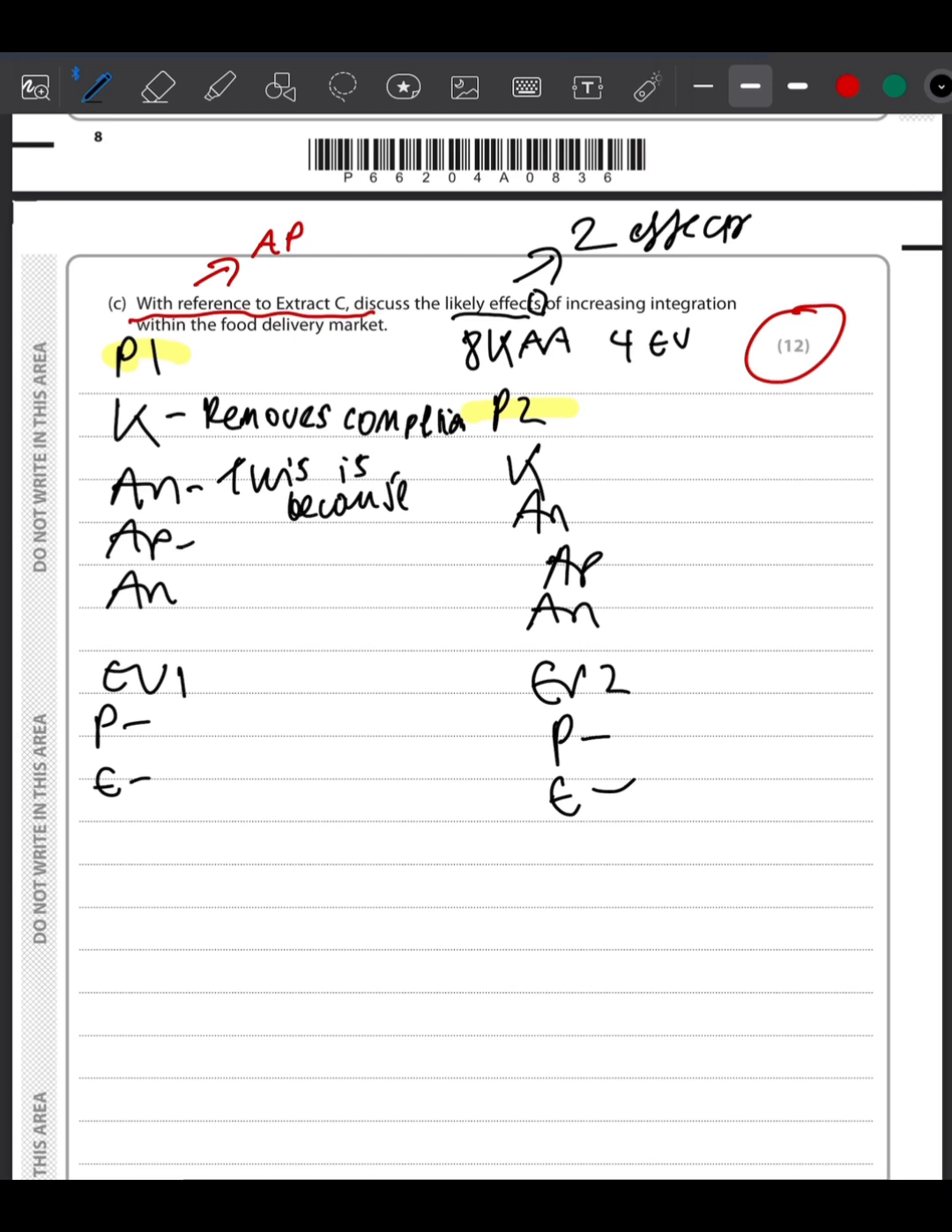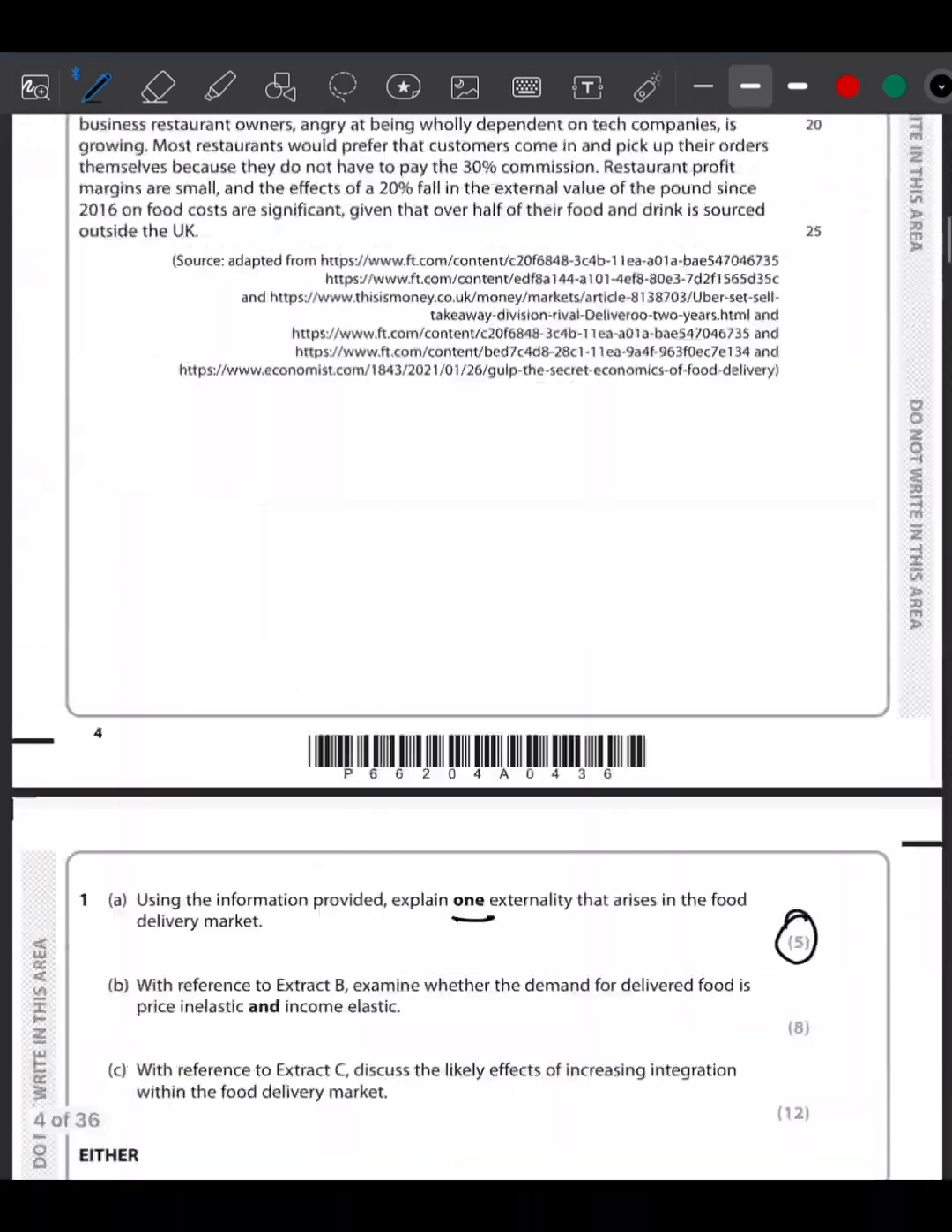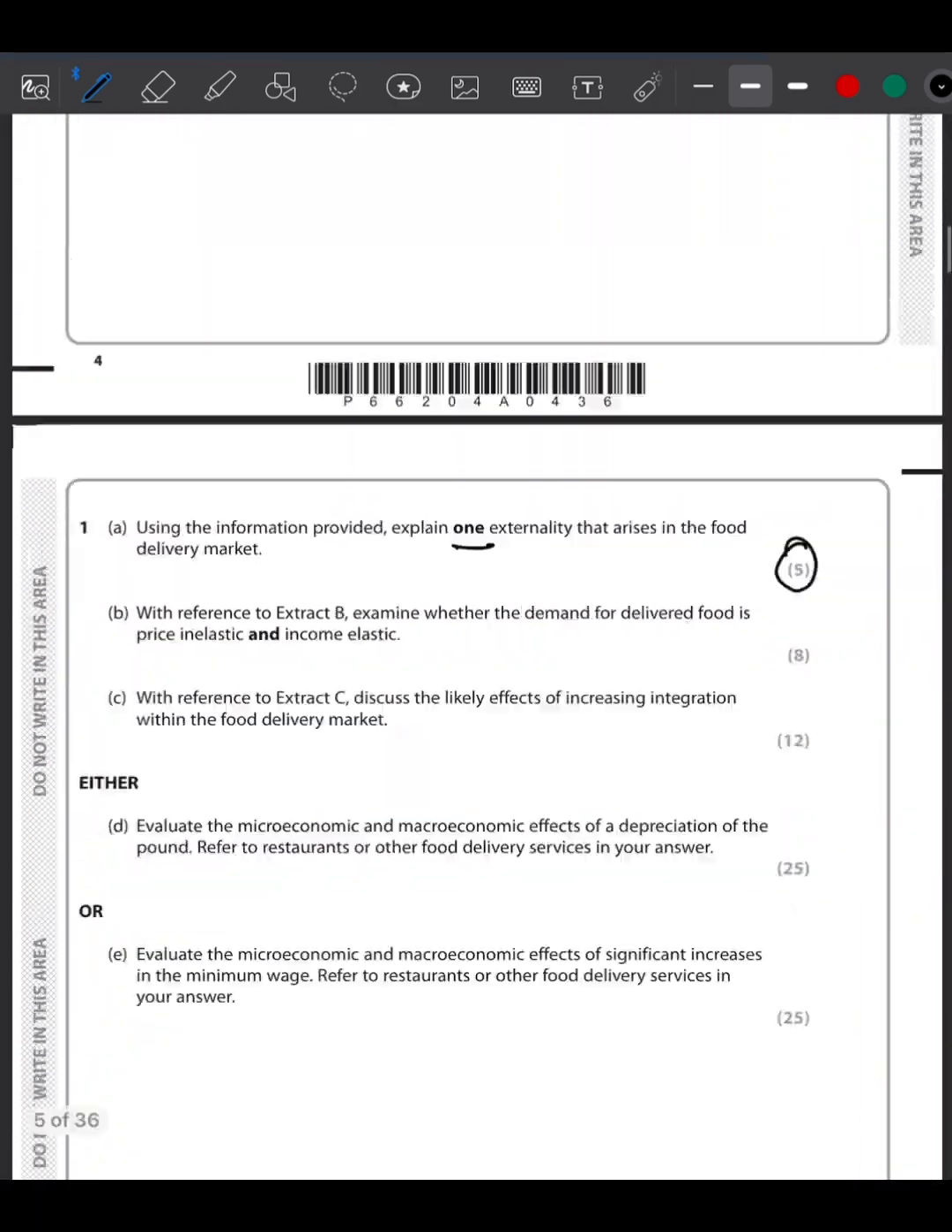Now, because it says extract C, what I would definitely recommend, if for example we answered this question off the top of our heads and can't remember anything in the exam, is to actually read the extract, because most of the time the effects are usually within the extract. So we're going to go to extract C and find out what there actually is.